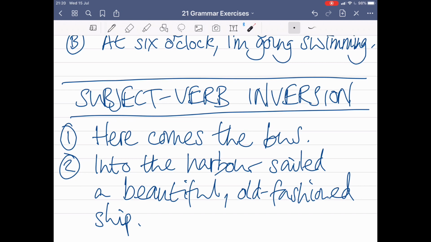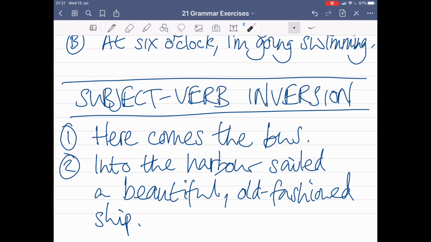Okay. In example number 2, we have, let's see. Imagine you can see that we've got into the harbour, so we have this adverbial here, and then we've got the verb in the second position of the second idea, and then we have the subject after that. Imagine we could just say, a beautiful old-fashioned ship sailed into the harbour. And that's fine, but you can imagine that for emphasis or to be more dramatic, or to make your language more interesting, you might say, into the harbour sailed a beautiful old-fashioned ship.